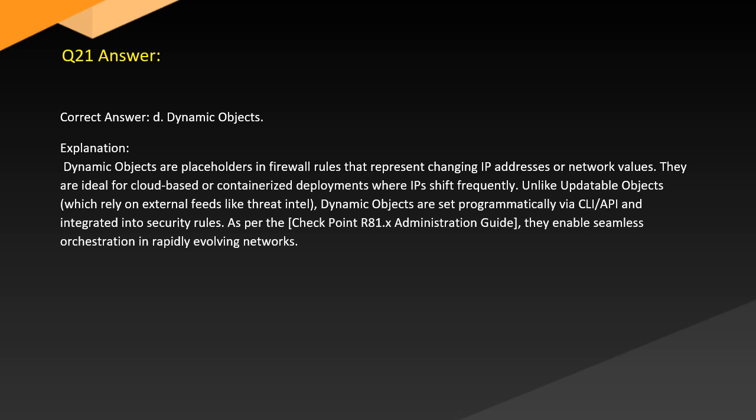Answer. Correct answer: D. Dynamic objects. Explanation. Dynamic objects are placeholders in firewall rules that represent changing IP addresses or network values. They are ideal for cloud-based or containerized deployments where IPs shift frequently. Unlike updatable objects, which rely on external feeds like threat intel, dynamic objects are set programmatically via CLI and integrated into security rules. As per the Administration Guide, they enable seamless orchestration in rapidly evolving networks.